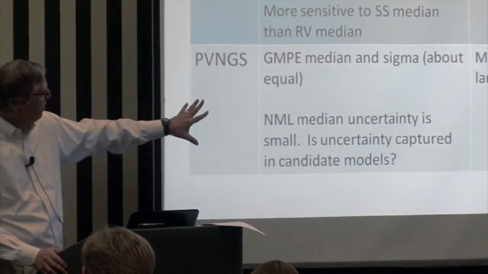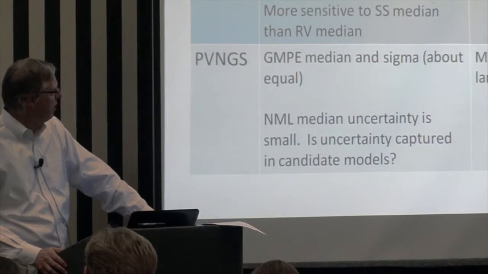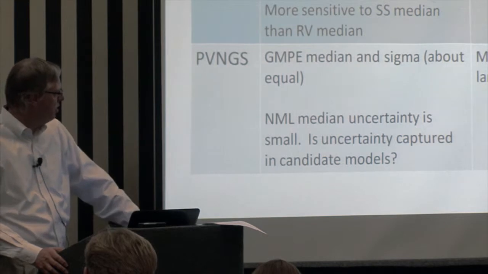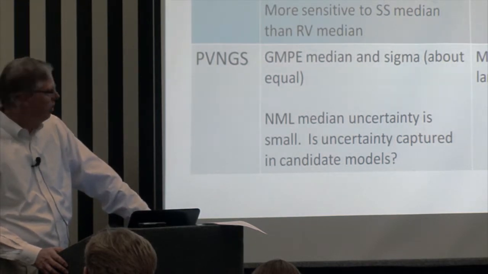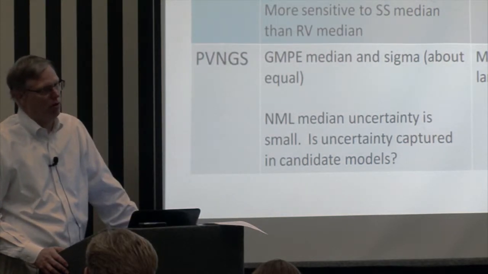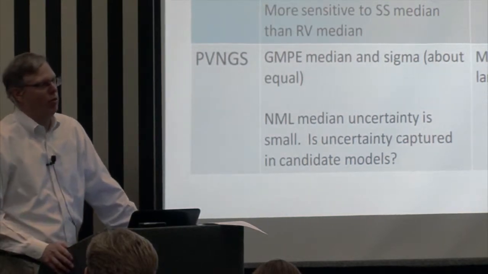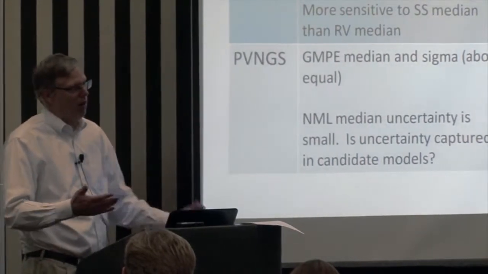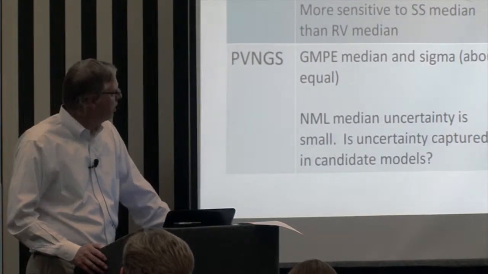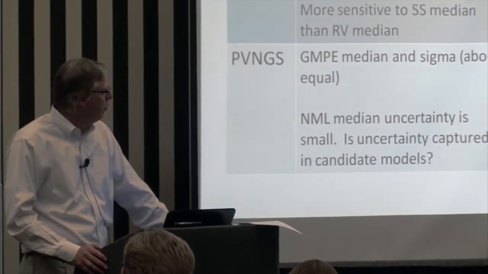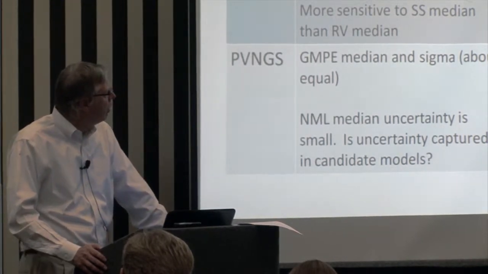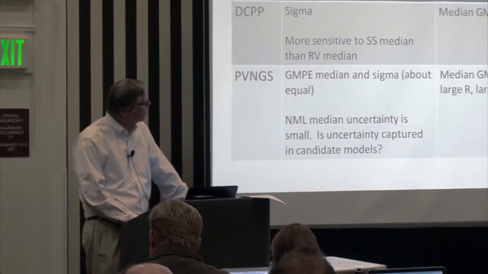For Palo Verde, the median GMPE and the sigmas were about equal in their contributions. The normal median uncertainty was pretty small. And one of the comments, or issues, was: is that uncertainty properly captured in our candidate models, or are we all agreeing as to what we think is the best estimate, but not what the range of estimates are? Is that captured properly? At the low frequencies, we're looking at the median GMPEs from large magnitudes and large distances. So it's driven by that California model, or big California earthquakes.